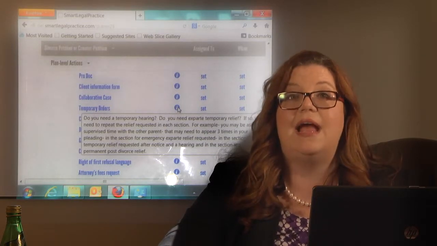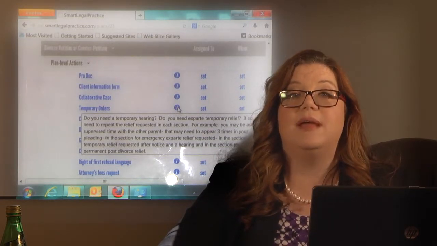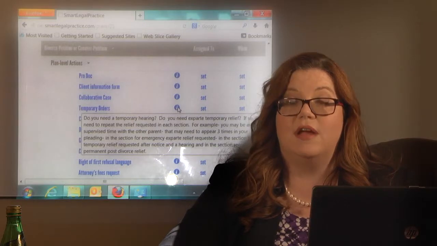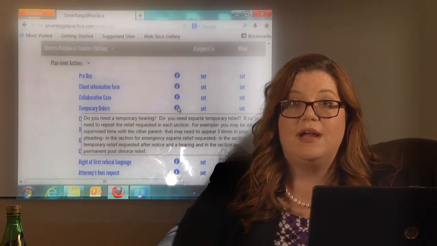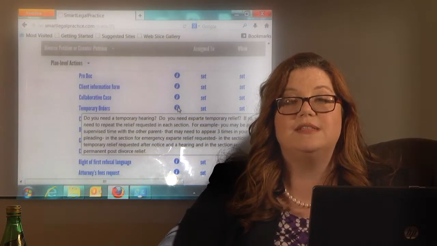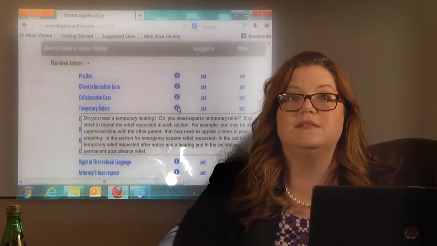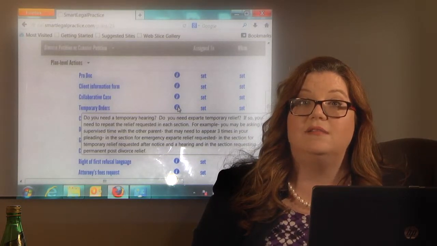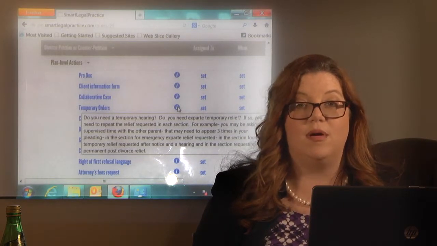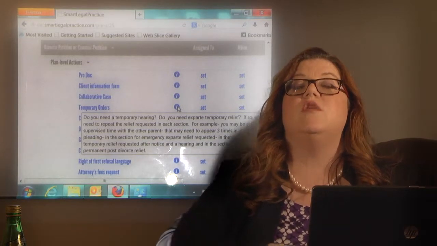I need it right now on an emergency basis, because otherwise tomorrow they're going to get in the car drunk and drive that 3-year-old. I need it after we have a temporary hearing. I'm still going to want supervised time until Party B gets sober and gets their act together. And I'm going to want it on a final trial until we have evidence that Party B's gotten their act together. So that's an example.